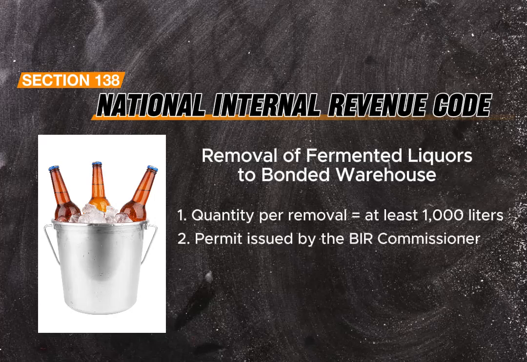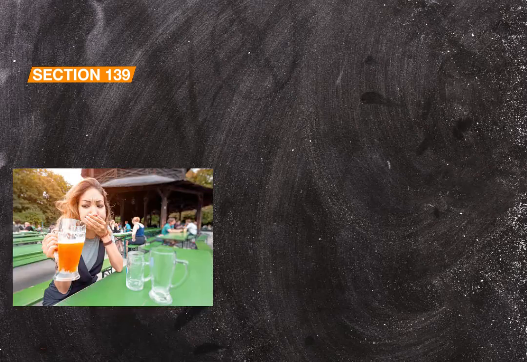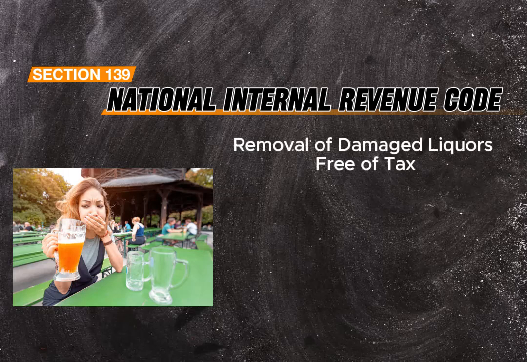This permit will allow you, the manufacturer, the privilege of removal or transport without having to prepay the excise tax on your products. After the transfer or removal, you, the manufacturer, must pay the excise tax on those products. What if your fermented liquor, like beer, became sour or damaged and is deemed unfit for use? Can you sell them? Yes, you can sell them, but there are conditions.